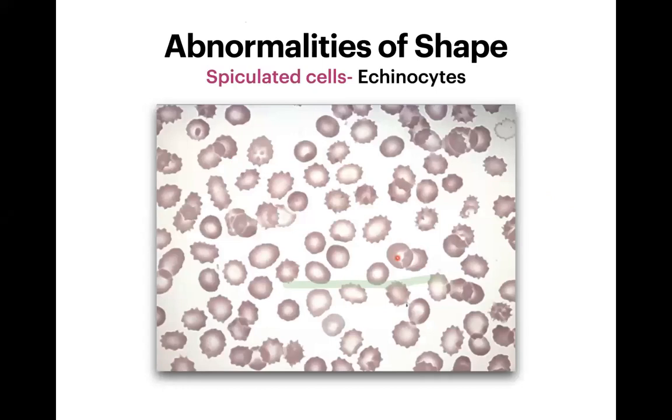So this is an example of a storage artifact. Here you are seeing many of these echinocytes. Notice these are evenly distributed, regularly spaced, regular shaped, and there is central pallor. So just remember these findings about the echinocytes.